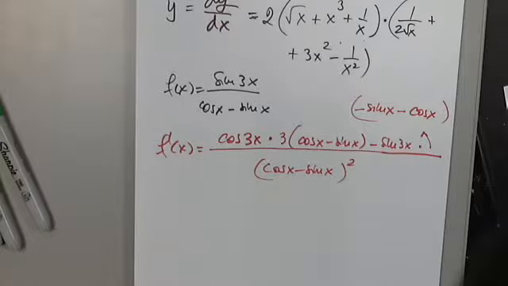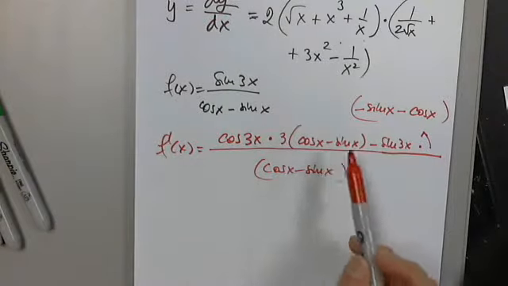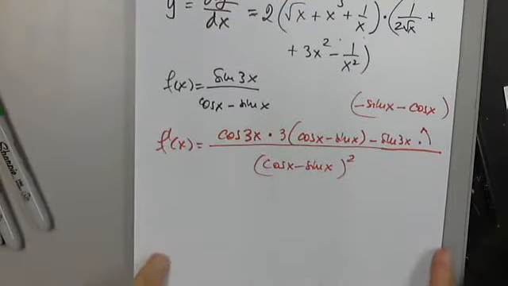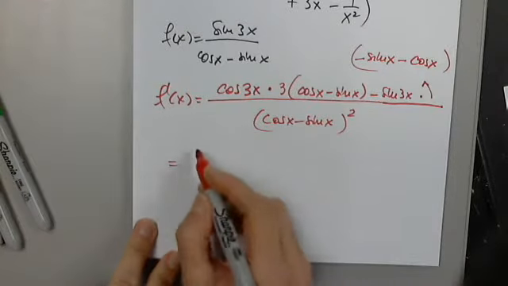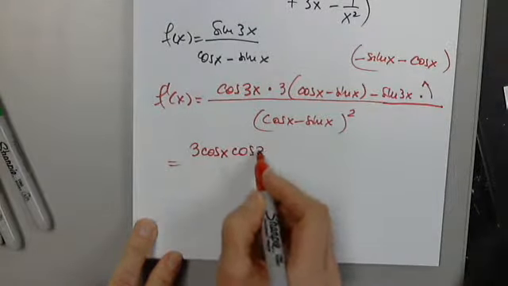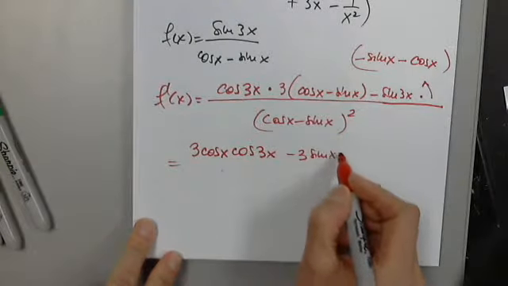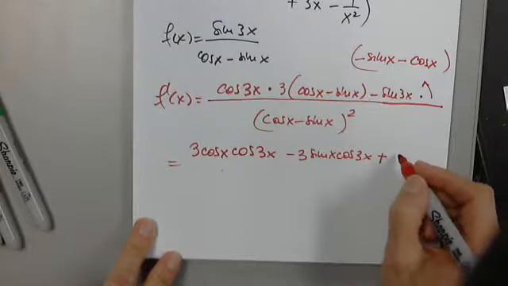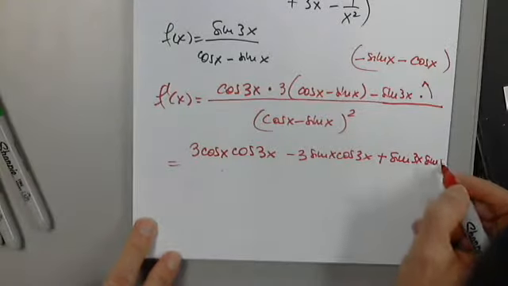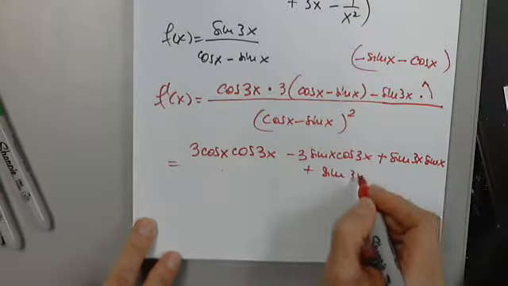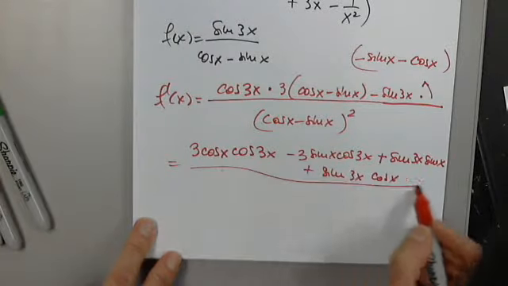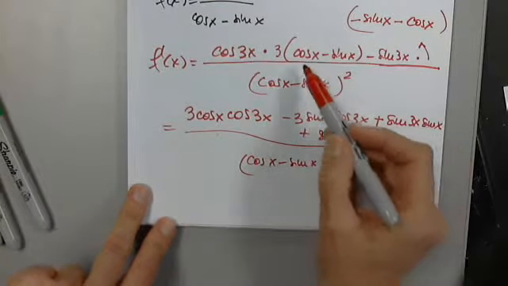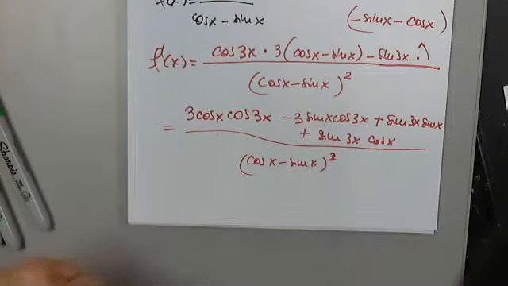You can distribute if you want, but make sure you do not simplify this piece from a term with a factor from the denominator. So you can eliminate parentheses if you would like to. So this is 3 cosine x cosine 3x minus 3 sine x cosine 3x, minus plus both of them, sine 3x sine x, and plus sine 3x cosine x. As you know, I always run out of room. Just make sure you are not tempted to simplify this piece with one of them. Be very careful.